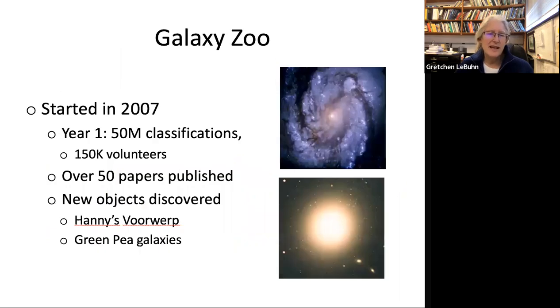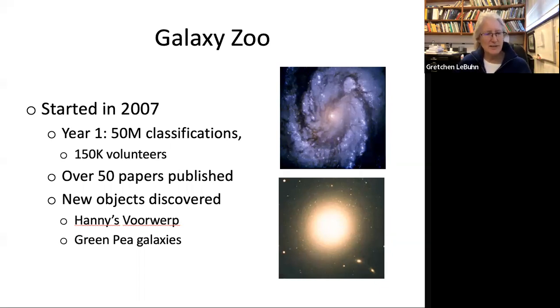And then there are things like Galaxy Zoo, where people are making new discoveries. Galaxy Zoo started in 2007. And in the first year, they had 50 million classifications of images from 150,000 volunteers. There have been over 50 papers published with these data, and there actually have been new objects discovered, something called the Hanny's Vorwerp, and there are new types of galaxies that people have discovered.